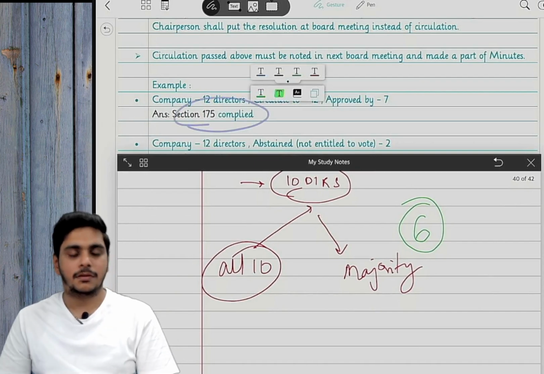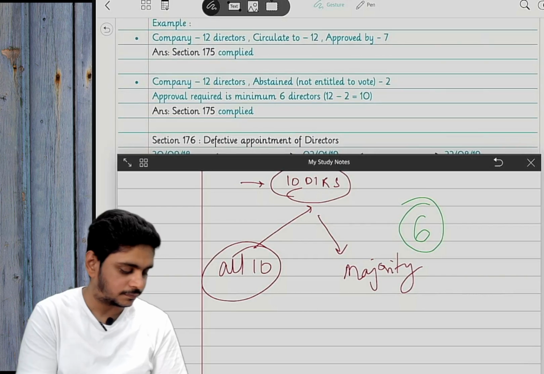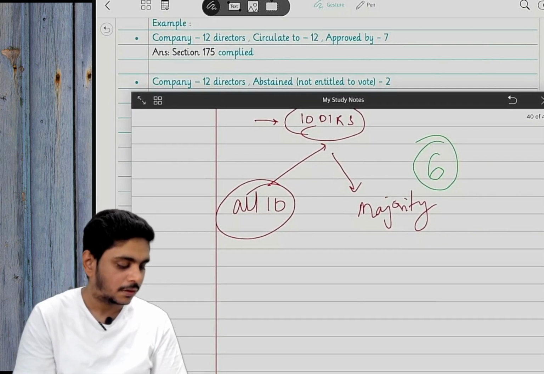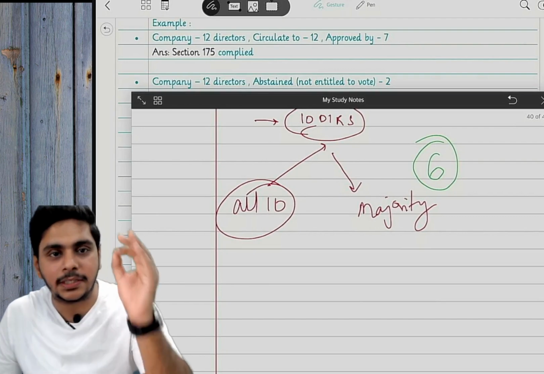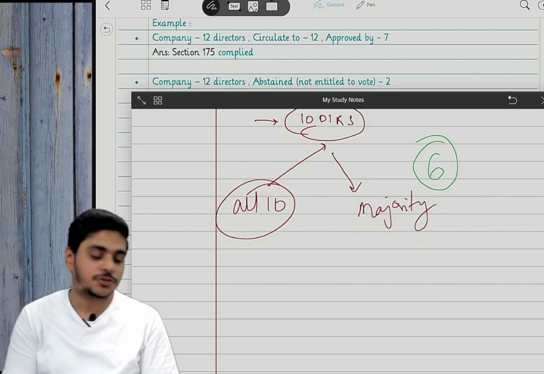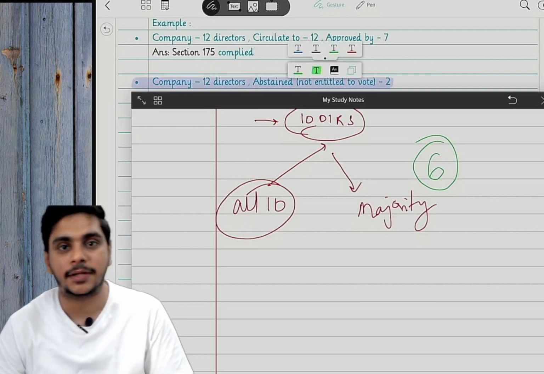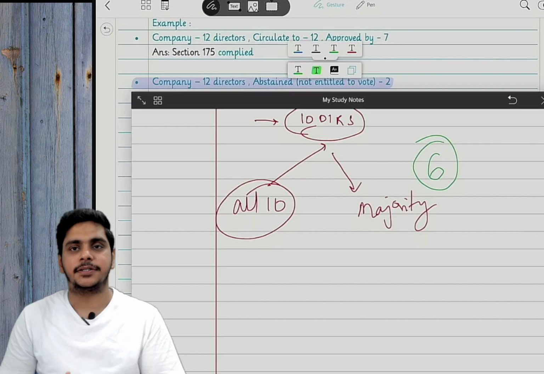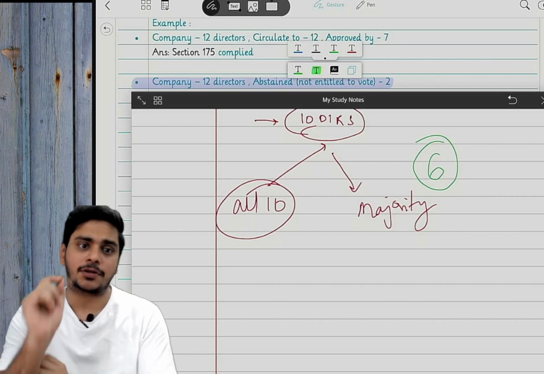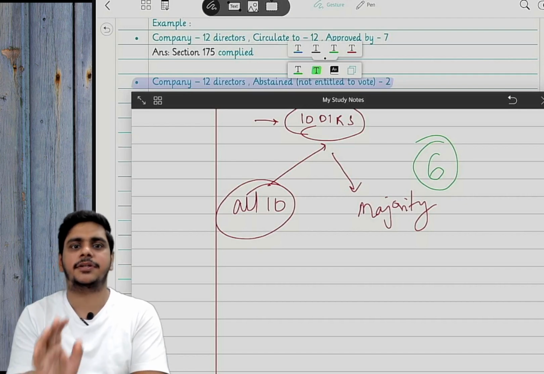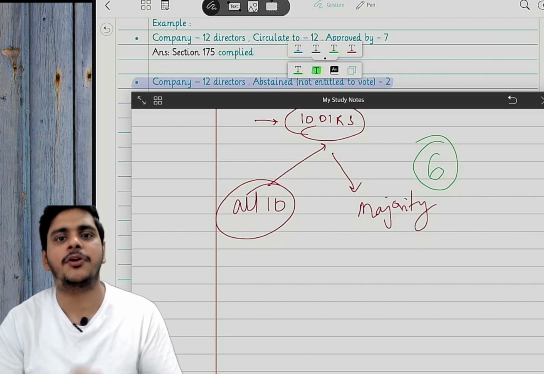Now, company has 12 directors. Abstained. Abstain means persons who are not entitled to vote. How many are there? 2. So how are they called abstained directors? When they are interested directors. What is an interested director? I'll be teaching in some other section after some time. But just understand, an interested director is called an abstained director because he cannot vote.